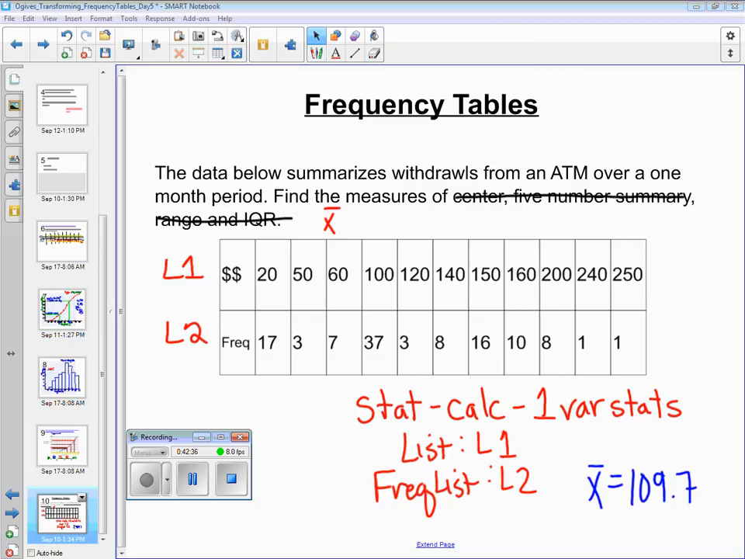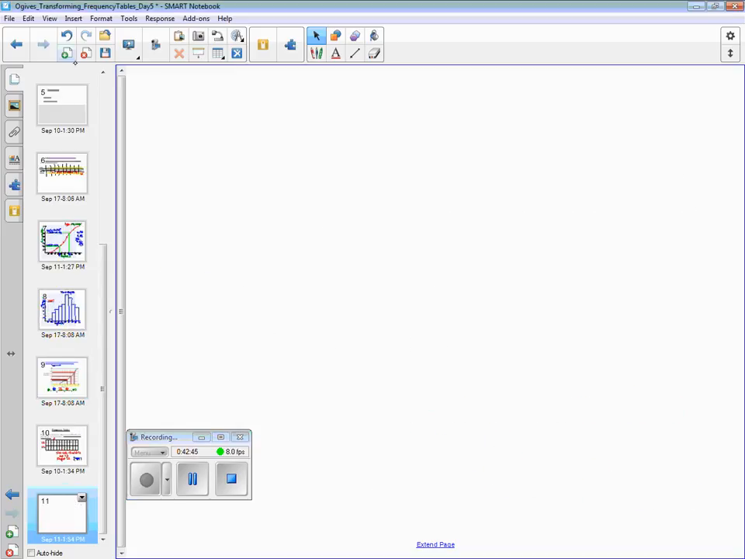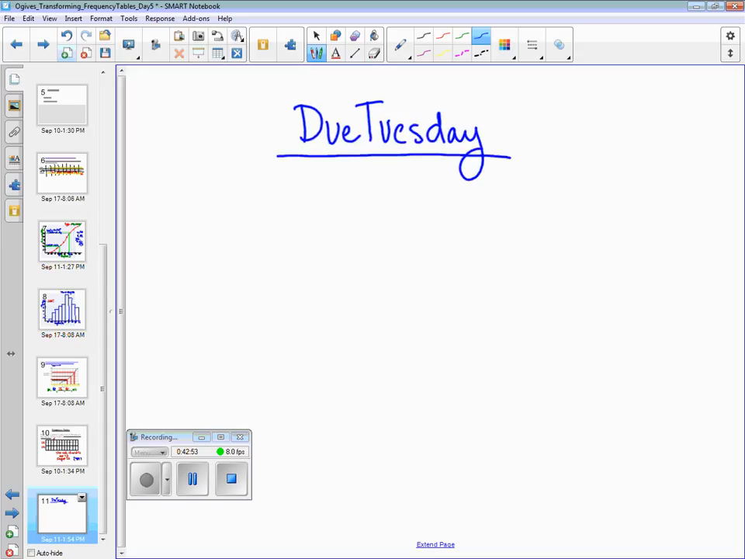Perfect. Okay, so let's talk about what's due next class. Next class, you have a couple things due. And remember, you can leave your book at home, so you don't have to bring it back. Leave your book at home. I did find a way to bring up the book online.